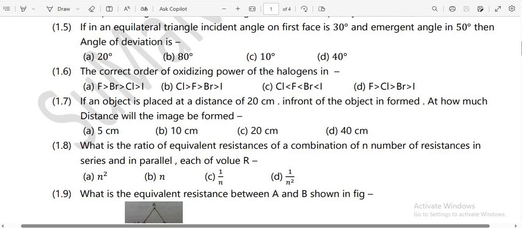1.6 The correct order of oxidising power of the halogens is option A F greater than Br greater than Cl greater than I, option B Cl greater than F greater than Br greater than I, option C Cl less than F less than Br less than I, option D F greater than Cl greater than Br greater than I.